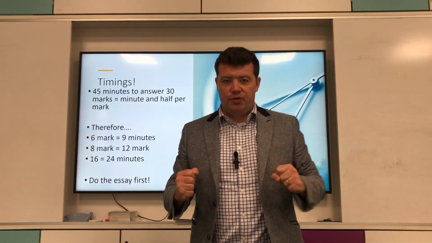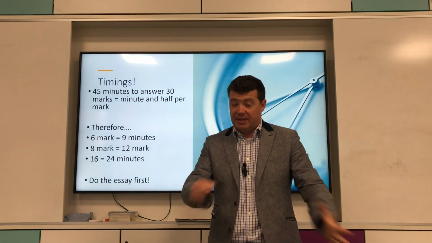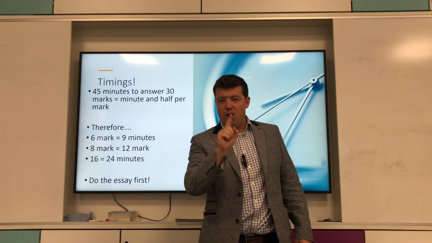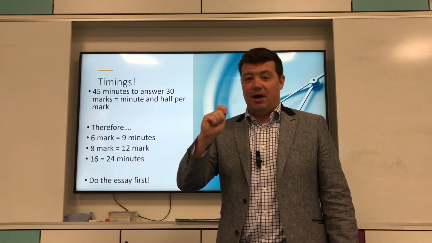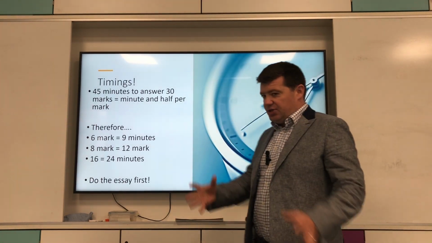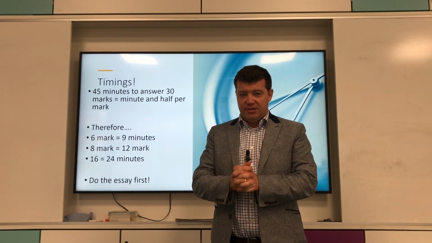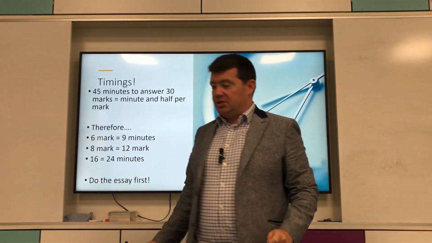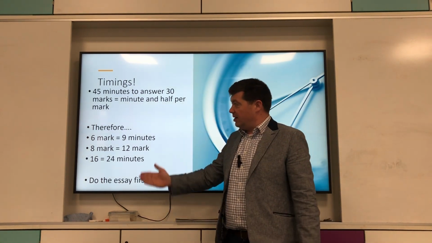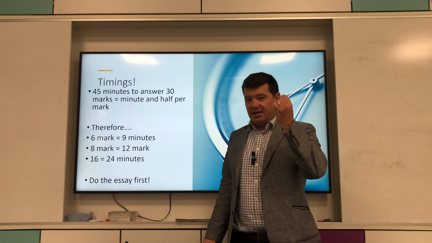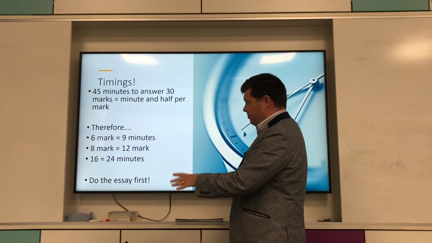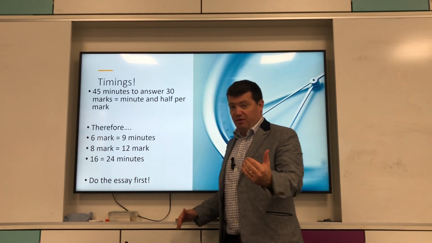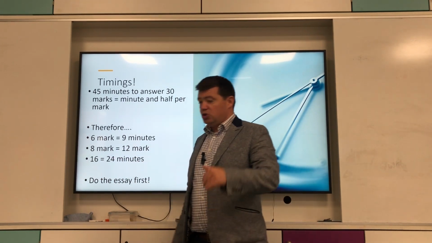Before we delve into the different papers, let's first talk about timings. This is, for some people, their biggest demon, trying to make sure we get everything written down in the time allotted. Now, we have 4 topics to discuss over all of this, and each topic has 45 minutes to do 3 questions. In total, they add up to 30 marks. Therefore, you've got a minute and a half per mark. How does that break down? Well, for a 6-mark question, 9 minutes, an 8-mark question, 12 minutes, a 16-mark question, 24 minutes.